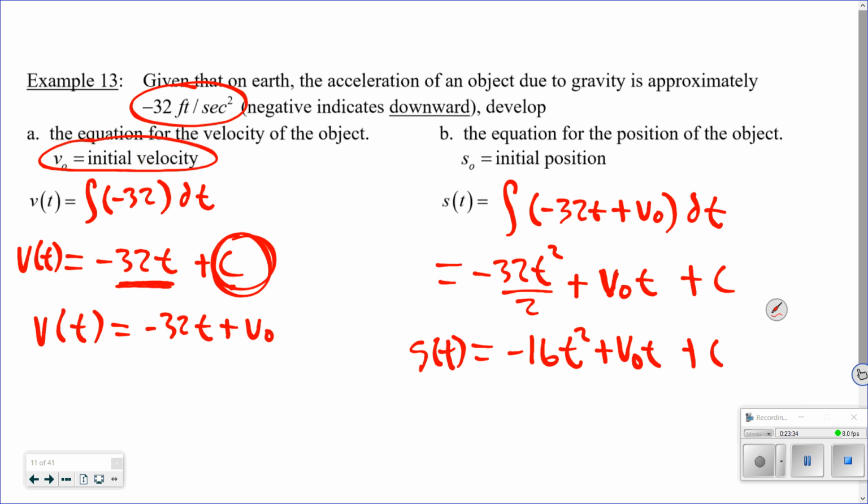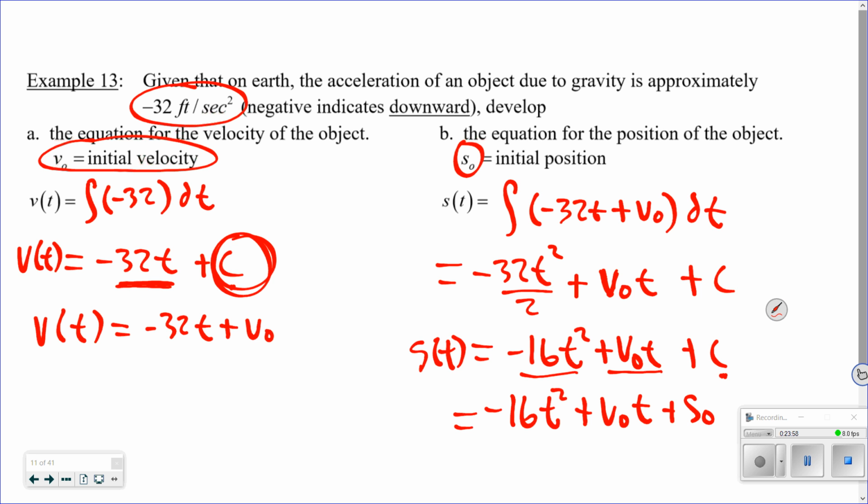Now, up here it tells us s of 0 equals the initial position. Just think about this for a second. The initial position is the position at time 0. If I plug 0 in, this term comes out to be 0, and this term comes out to be 0. That means this constant really is the initial position. So I'm just going to rename it. My position function is negative 16t squared plus v0t plus s0.